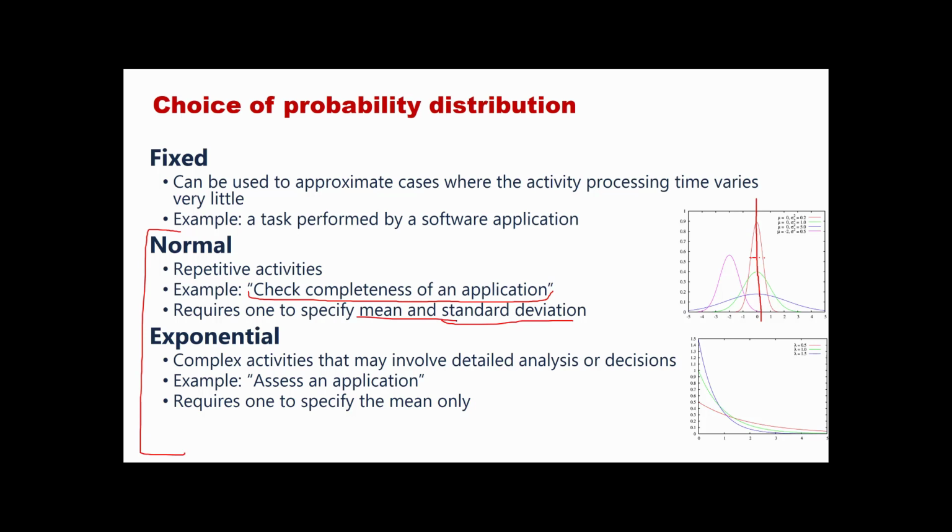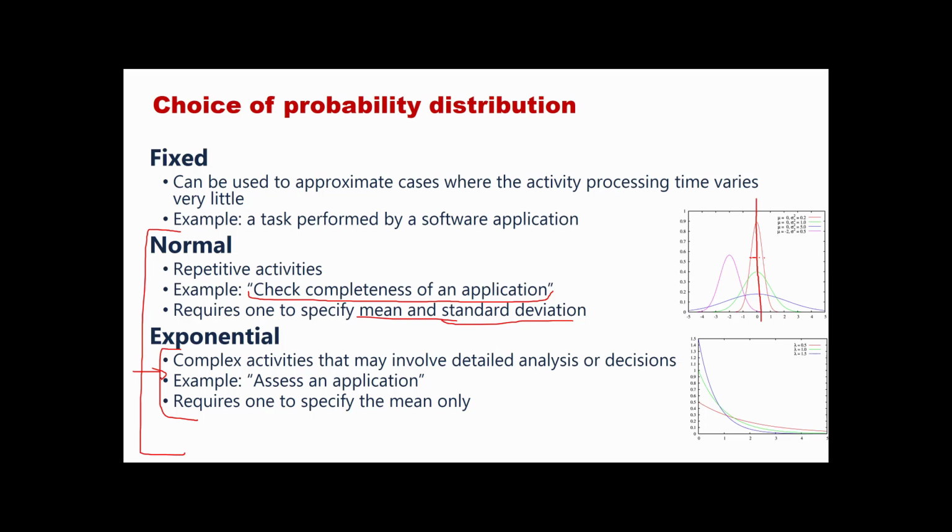Of course, if I have a process mining tool, I will grab those numbers from the tool because the tool produces them for me. The second type of distribution that we normally use in the field of business process simulation is the exponential distribution. The exponential distribution is a bit of a special beast.